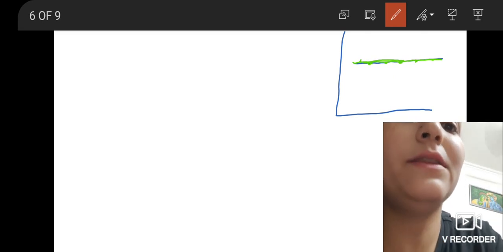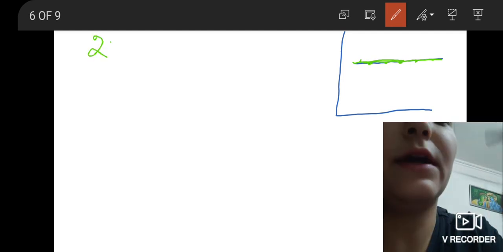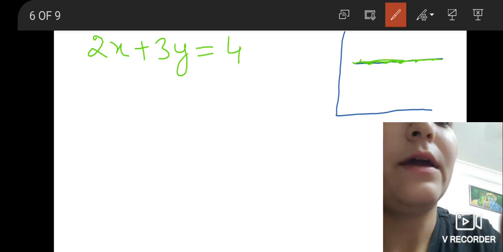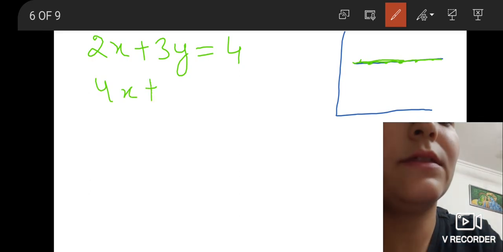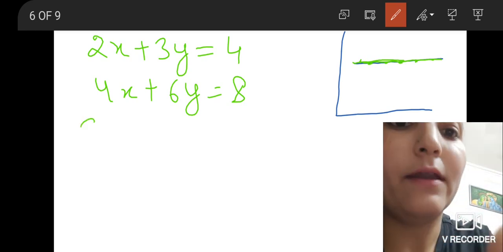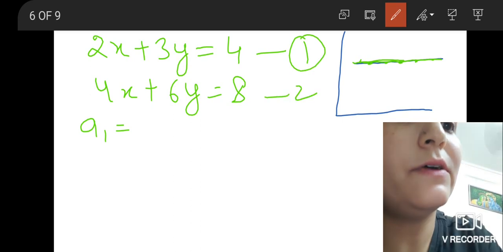Okay, coinciding means they are overlapping each other. So if we take any two, suppose we take 2x plus 3y is equal to 4 and 4x plus 6y is equal to 8. Now if you compare a1 from the first equation, that is our first equation, and that is our second equation.